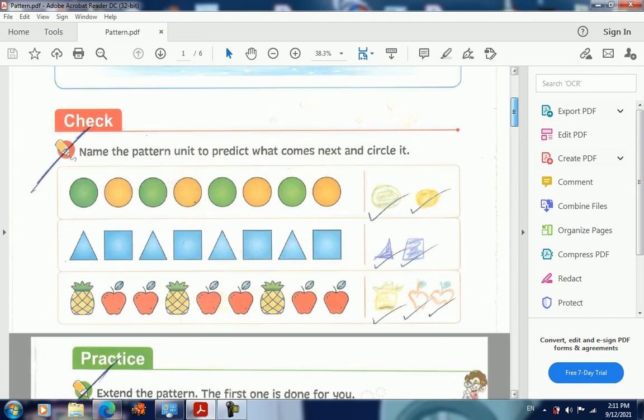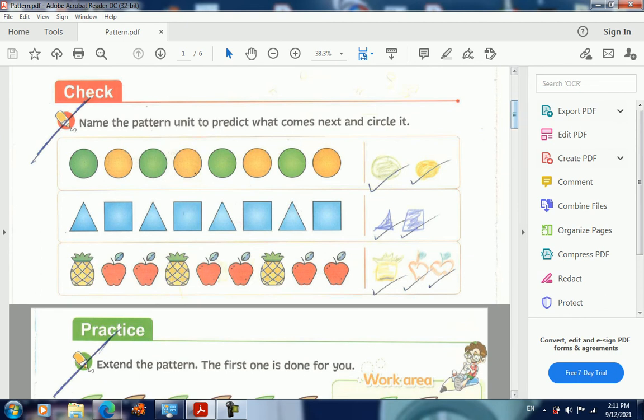Okay, so if we want to check what we've learned so far, name the pattern unit to predict what comes next and circle it. We can see the first row are all circles. There is a green circle, and after that a yellow or an orange circle. Then it's repeated, so it goes green, yellow, green, yellow, green, yellow, green, yellow. So if we want to complete, what will happen? We will draw two extra circles. The first one will be green and the second one will be yellow.